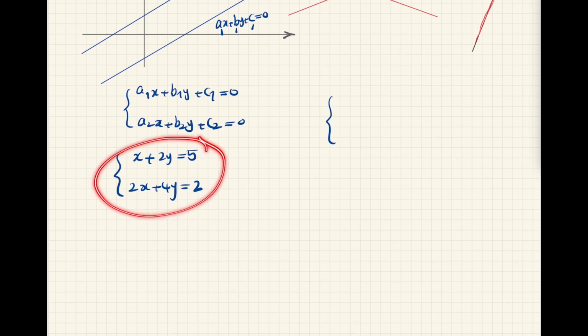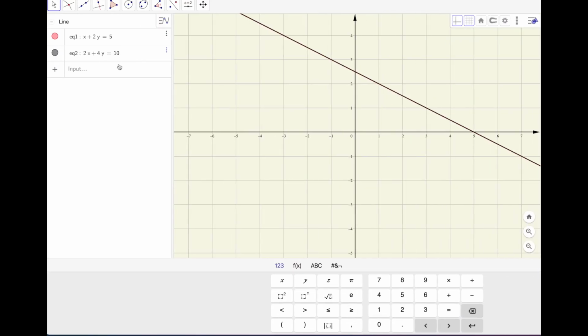So for example, how should I understand this algebraically? There is no solution for this. If you want, you can go and draw the graph of these two. So let us go and confirm this using GeoGebra. x plus 2y is equal to 5, 2x plus 4y is equal to 2. So let me just draw them.